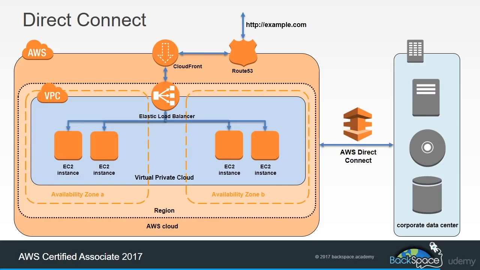And if we've got a corporate data center that we want to connect into this AWS cloud, into this infrastructure, we can do that using the AWS Direct Connect service. That will create a very high speed and very good quality connection from our corporate data center through to the AWS cloud.